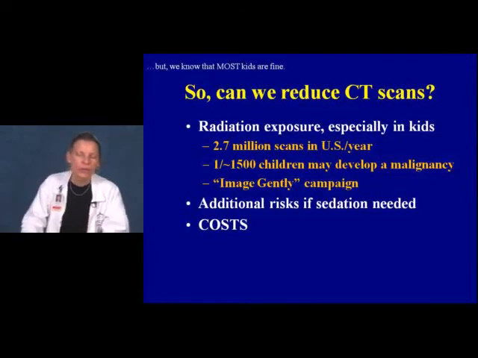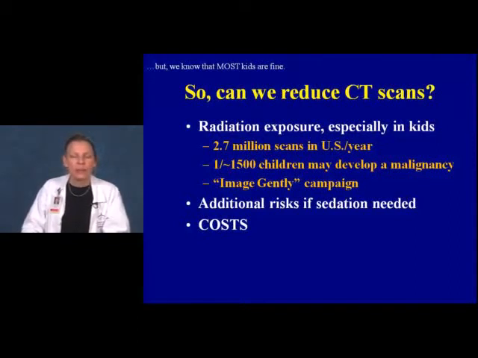So we know, however, that most children with low height falls, low impact energy mechanisms are fine. The vast majority are not like the 3 that I just showed you. So there has been a great deal of effort to try to reduce CAT scans because of the concerns about radiation exposure, especially in children who are more susceptible early in life. It's been estimated that there are nearly 3 million CAT scans done on children in the United States per year, and there are those who have estimated that maybe as many as 1 in 1,500 children who are exposed to a standard, and not necessarily a reduced dose CAT scan, may develop a malignancy because of that scan.